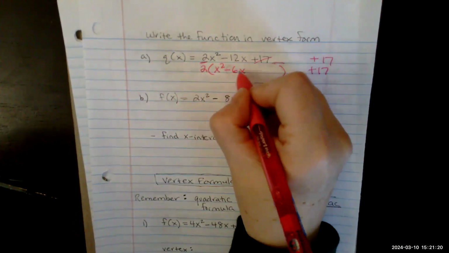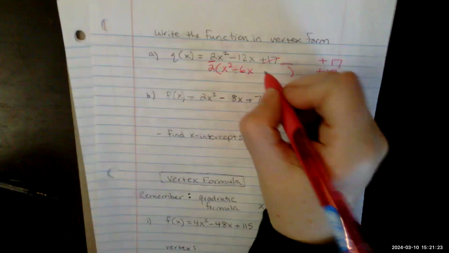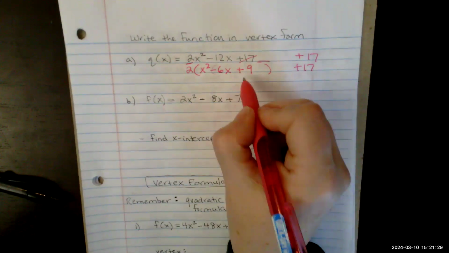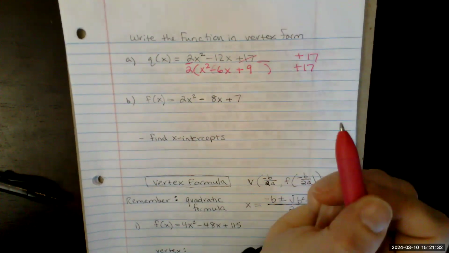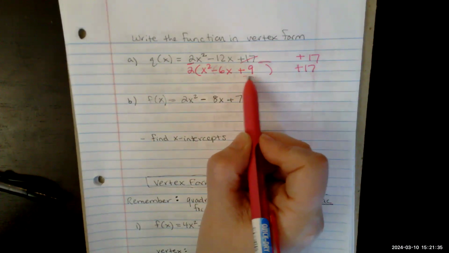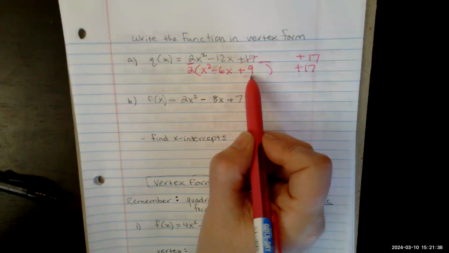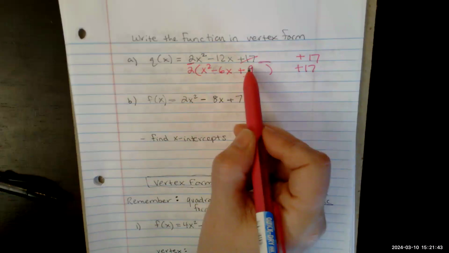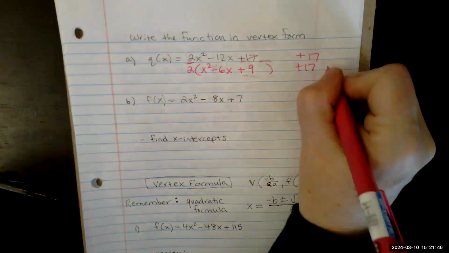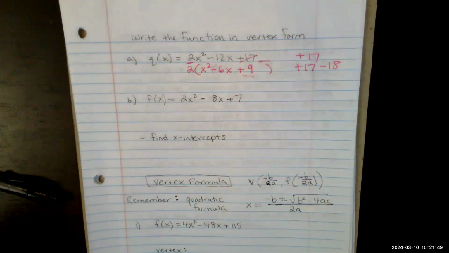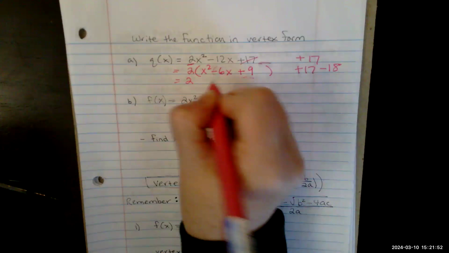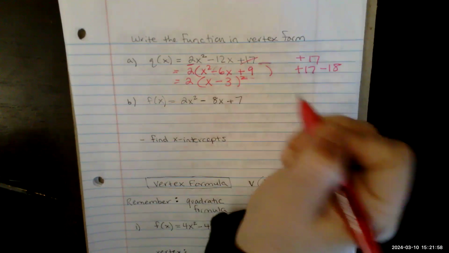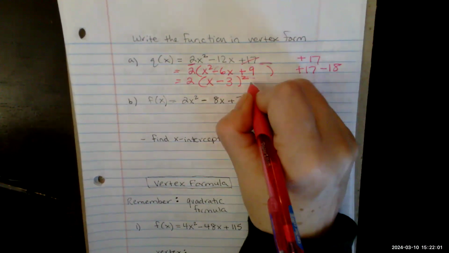So negative 6 divided by 2 is negative 3, squared is 9. But here's where you really need to be careful. Then most people would want to go over here and say minus 9. No. I did not just randomly add 9 to this problem. I added a 9 inside a parenthesis with a 2 outside. So isn't that really 18? So if I randomly added 18, I also need to subtract 18. So my equation becomes 2 is still on the outside. This can nicely change into x minus 3 squared, and 17 minus 18 is negative 1.